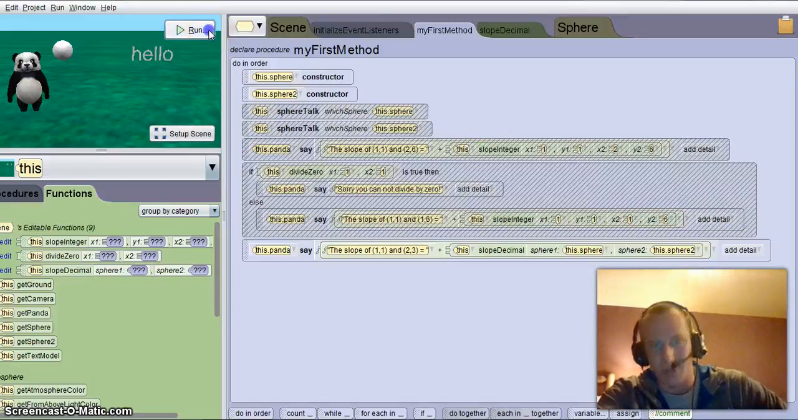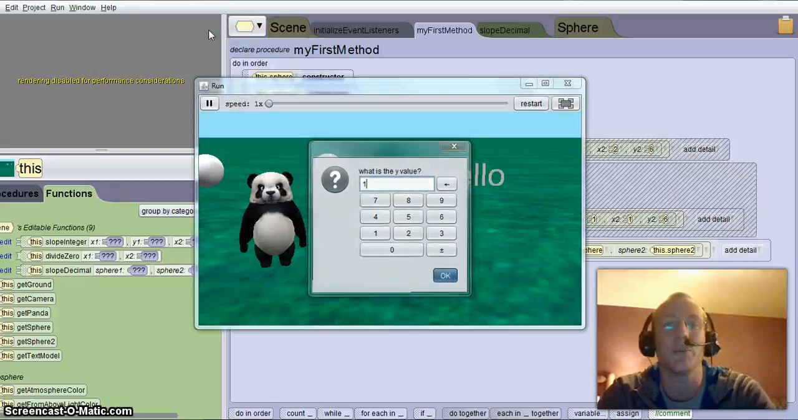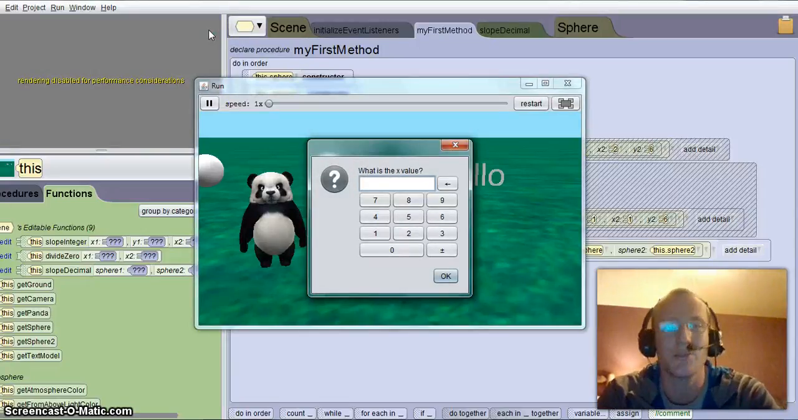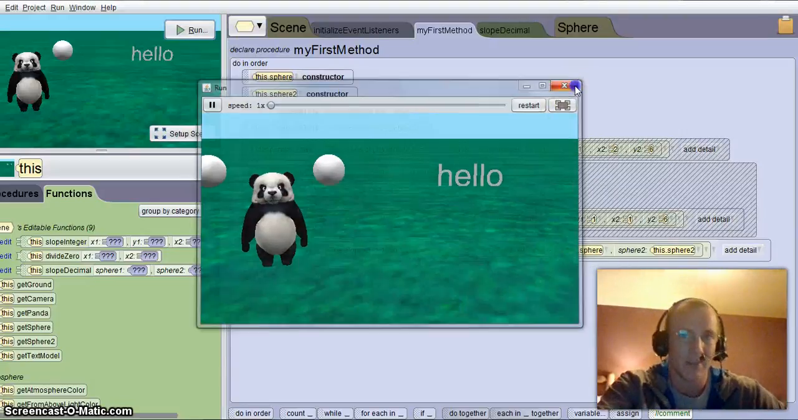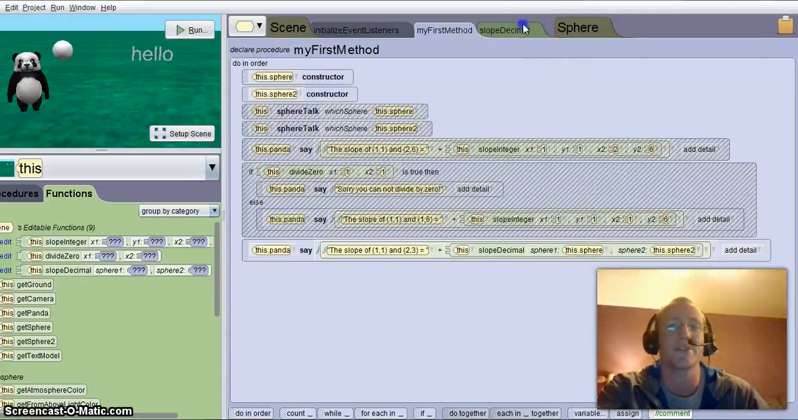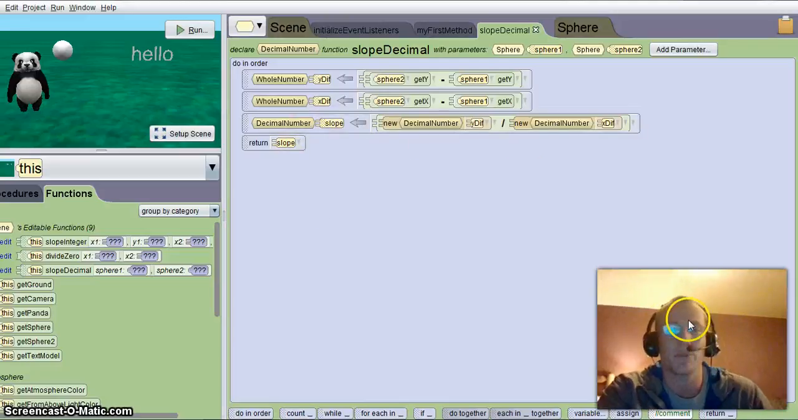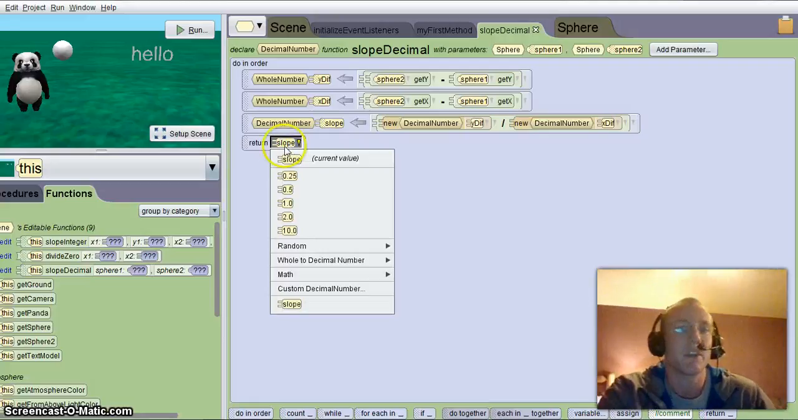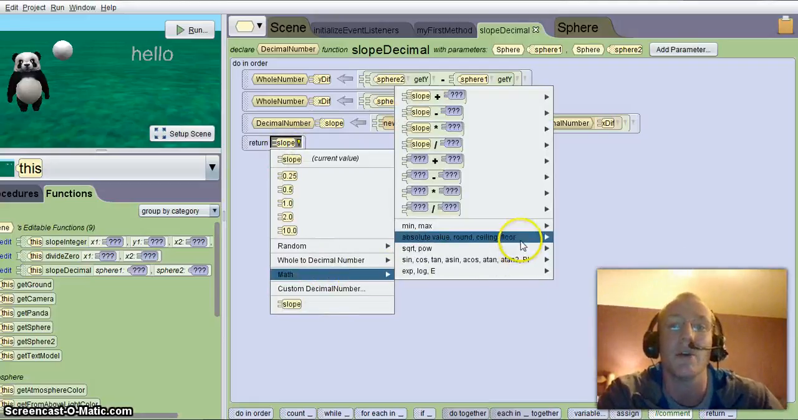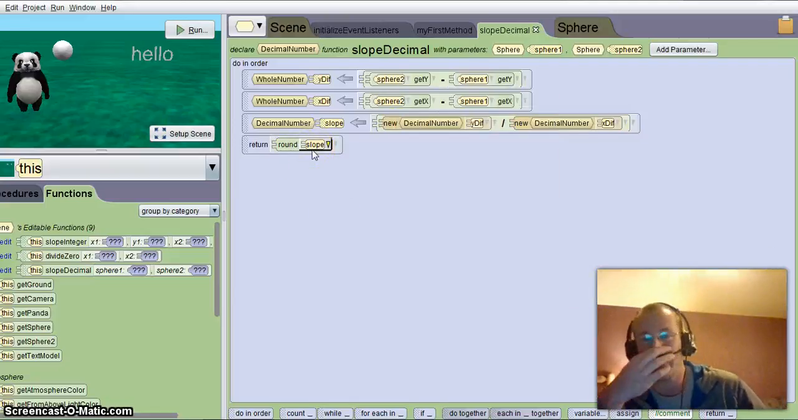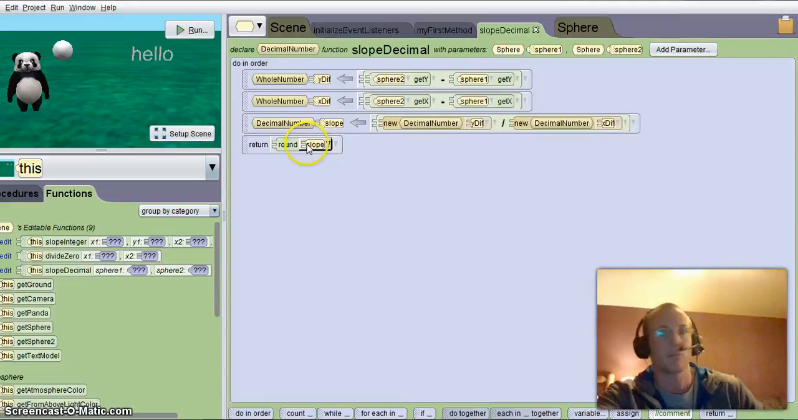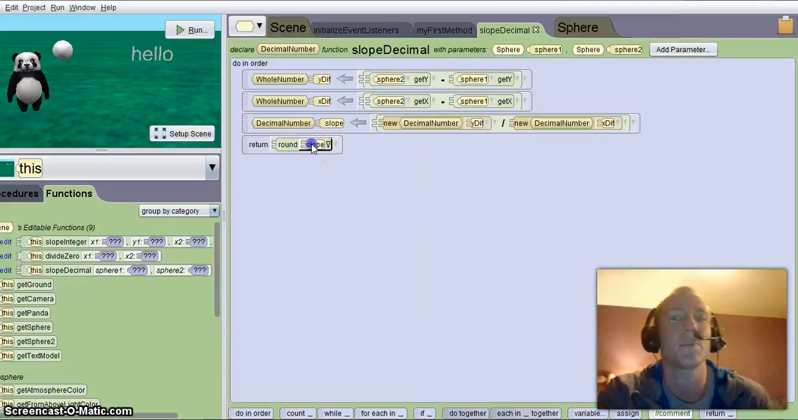So let's rerun it. And we choose 1, 1. And let's choose 4, 3. Notice it gives 0.66 repeating. Now we want it rounded to 2 places. So in here, if you remember on Friday, we have to do a little bit of extra work. There is an option in here called round. And you can round slope. But that will round it to a whole number. So 0.66 rounded to a whole number would be 1, which is not the correct slope.